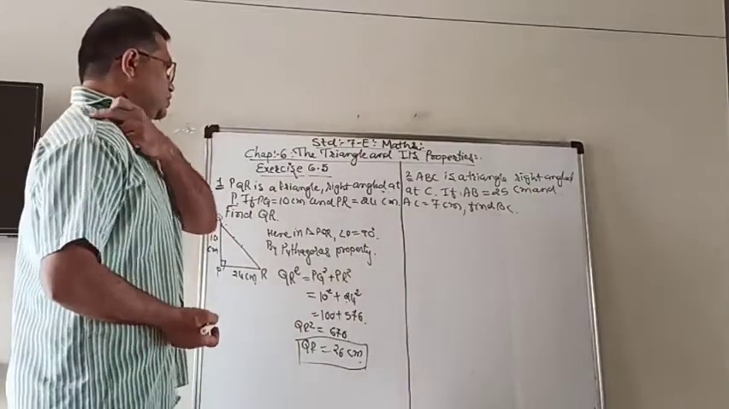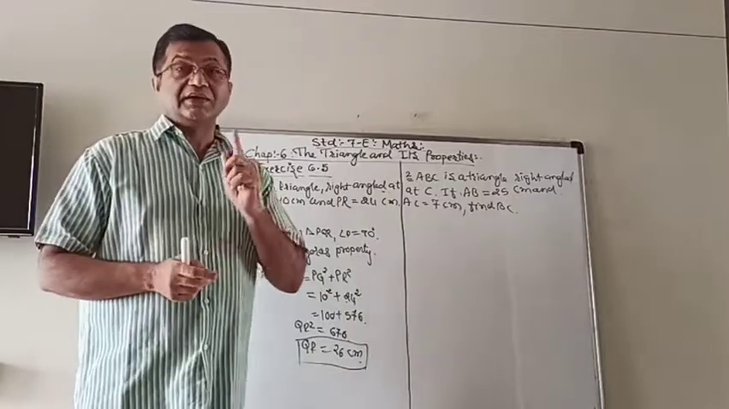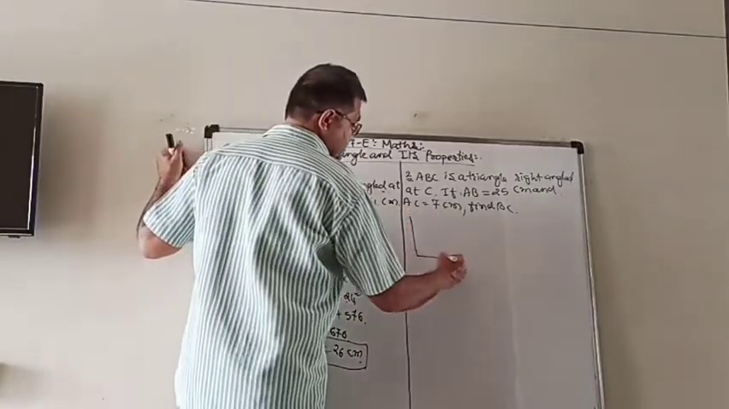Here also, as I told you, the first thing is to draw the triangle and name it properly. So it's a triangle ABC.